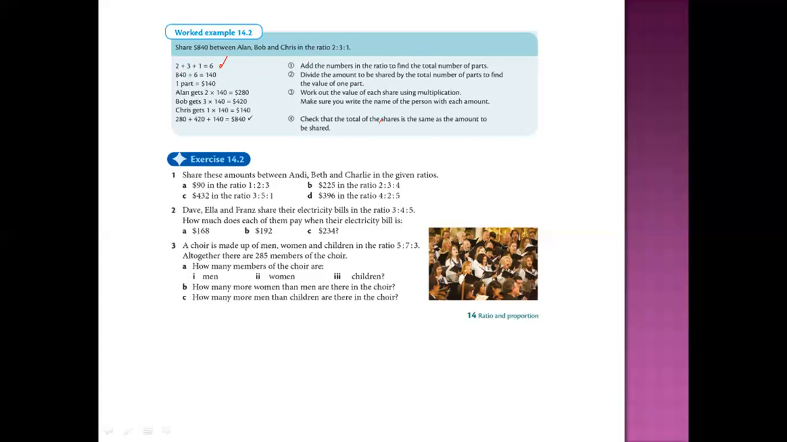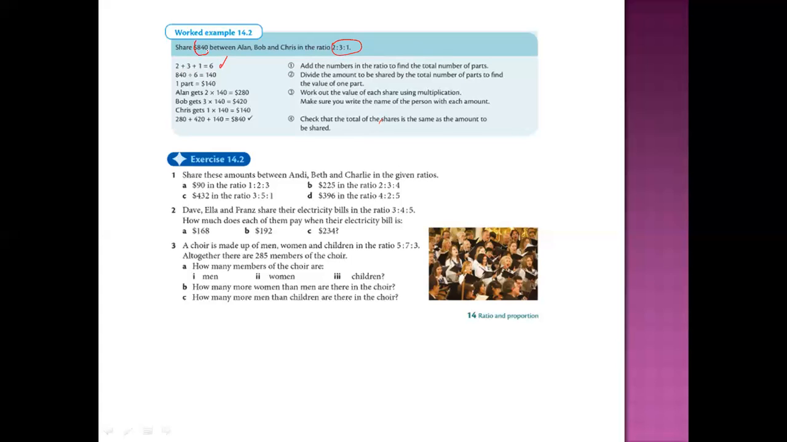So yes, first of all, add the numbers in the ratio to find the total number of parts. The total number of parts is 6. Okay, and the second rule, what was the second rule? Divide the amount to be shared by the total number of parts to find the value of one part.